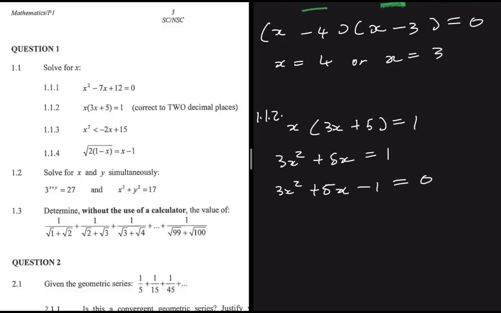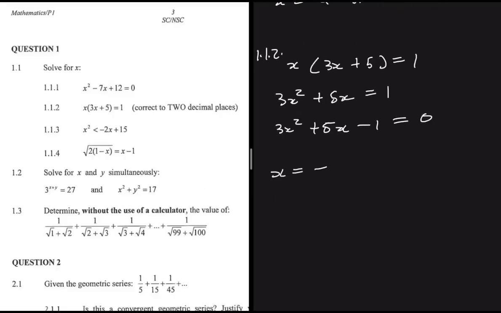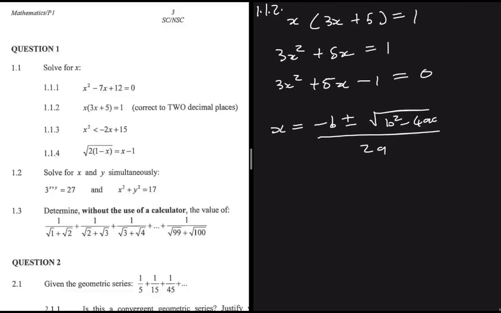We know that we cannot factorize this. So let's just go ahead and write down the quadratic formula. x is equal to minus b plus or minus the square root of b squared minus 4ac, everything divided by 2a, right? So if we go ahead and substitute, this constant here, 3 is a, 5 is b, and minus 1 is c, right? So that we are on the same page.